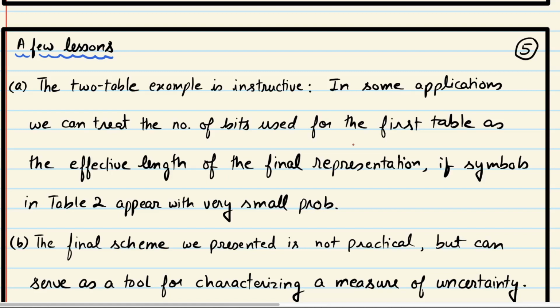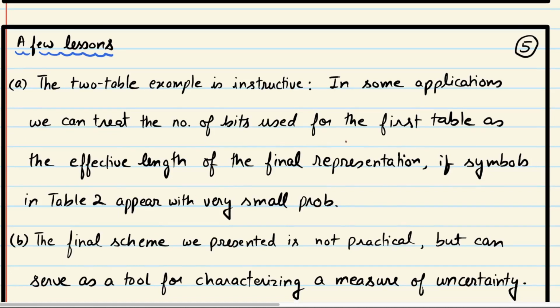What we are looking for is a measure of uncertainty. And this scheme, as we'll see soon, is actually an optimal scheme, and it can offer us a measure of uncertainty. Okay, the number of bits used by the scheme can be thought of as a measure of uncertainty, and that's what we'll do in the next video. We'll build on this example to make somewhat more general theory.